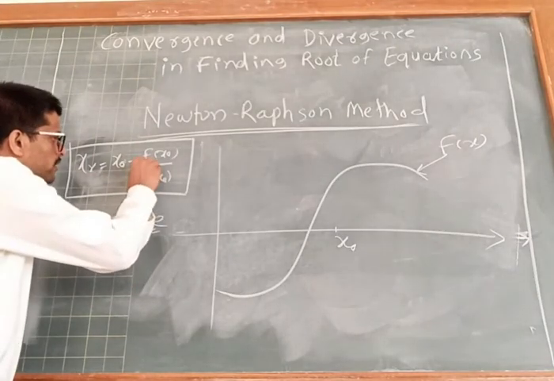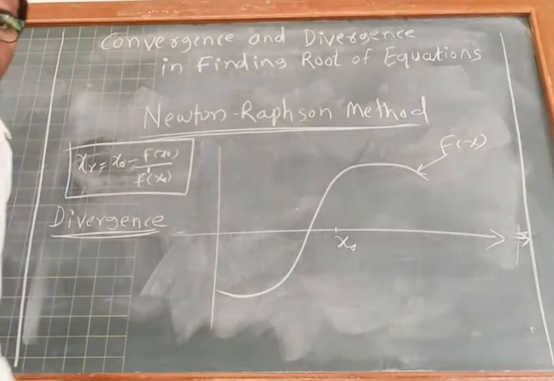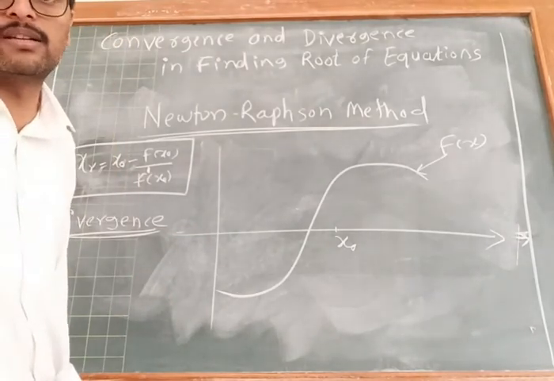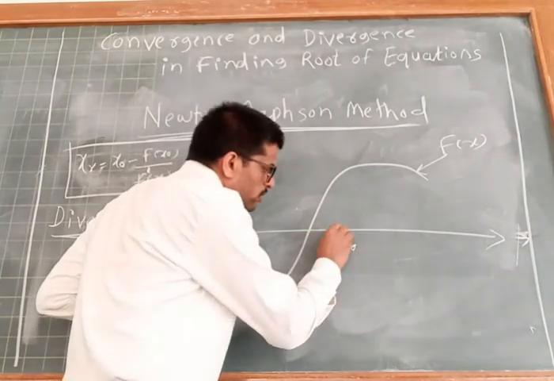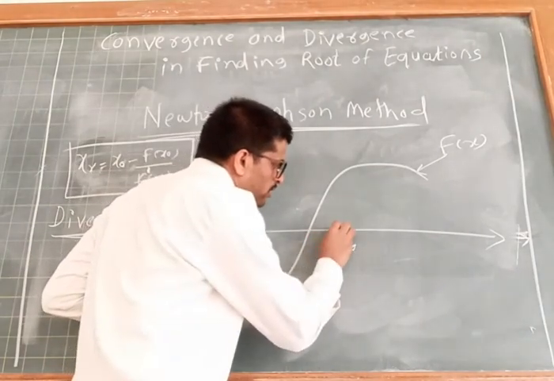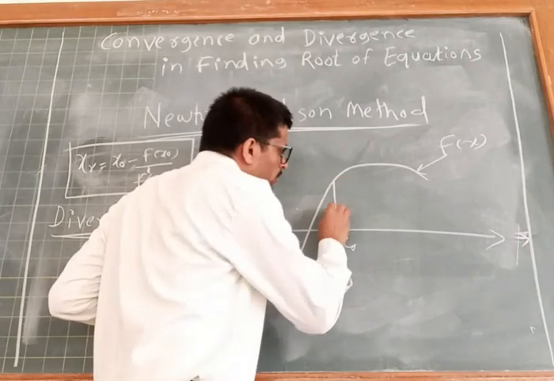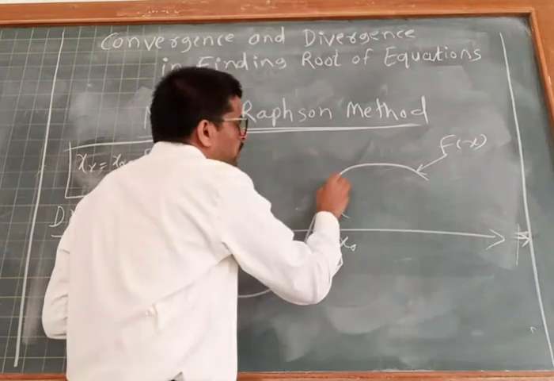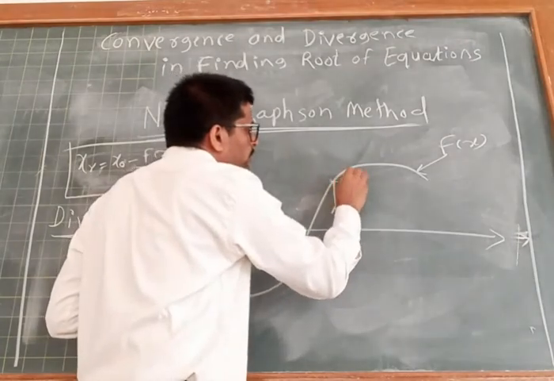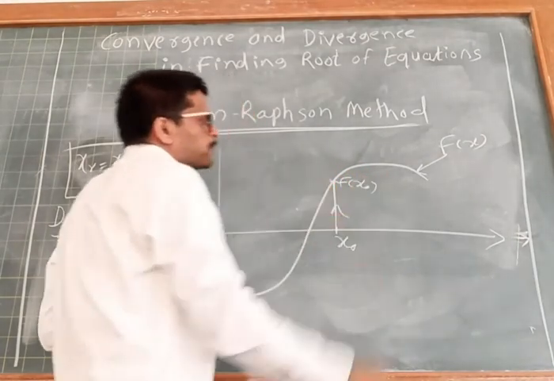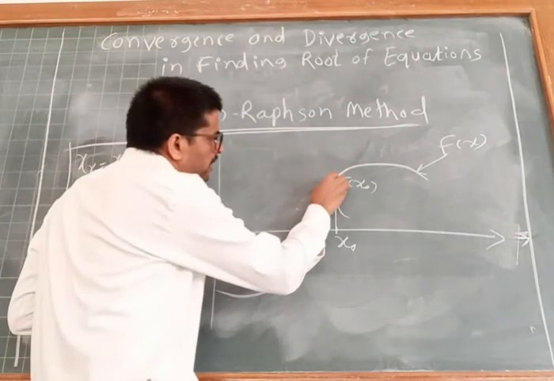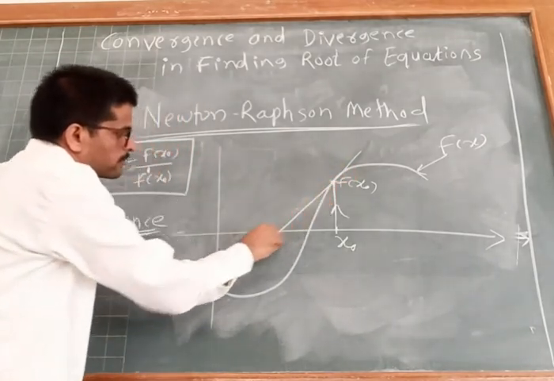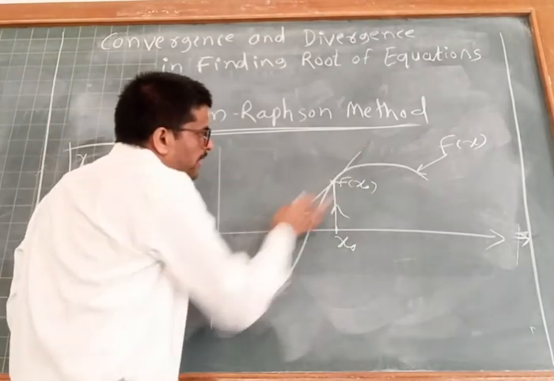So by using this formula we are getting next approximate answer to the root of given equation by using Newton-Raphson method. First we are choosing this x0. Then from this x0 we are calculating f of x0. What is meant by f of x0? If you put this x0 in given equation, then we will get f of x0. So this is f of x0. And if you draw tangent at this f of x0, let us consider the tangent is something like this.